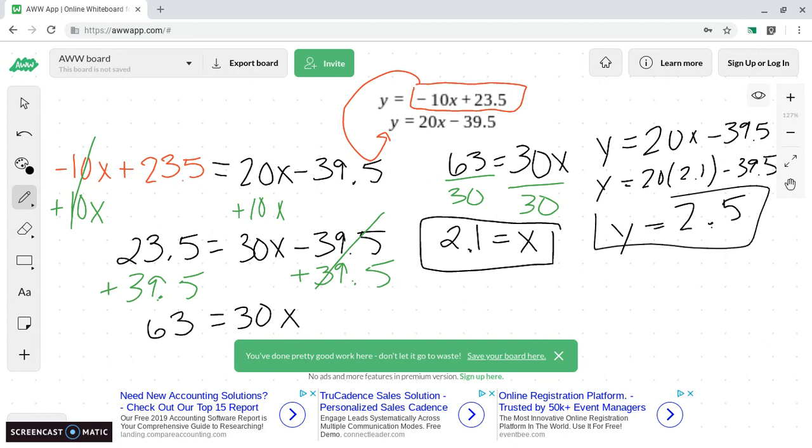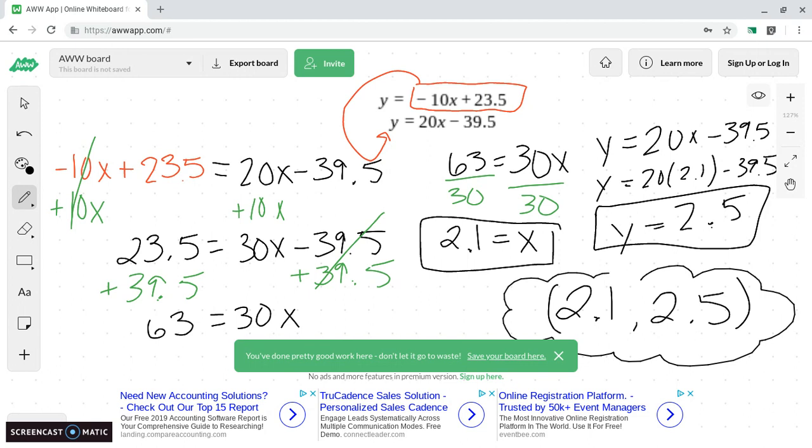Our final answer, written as a point, would be a positive 2.1, comma, a positive 2.5. So this is our solution. This is the point where they intersect. And so we did an elimination problem, which was the first one, and then we did a problem using substitution, which was this one.